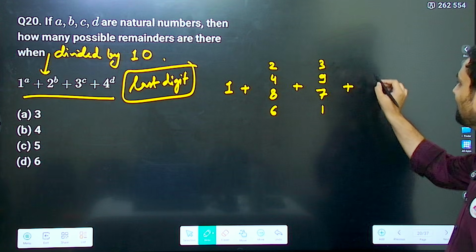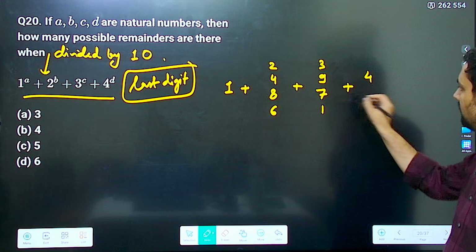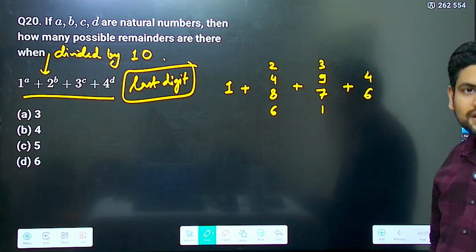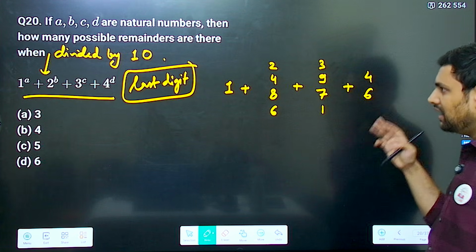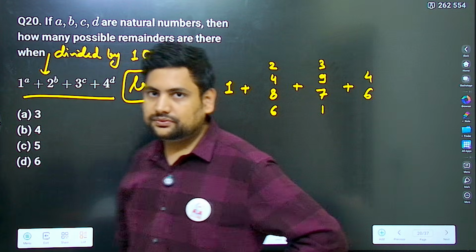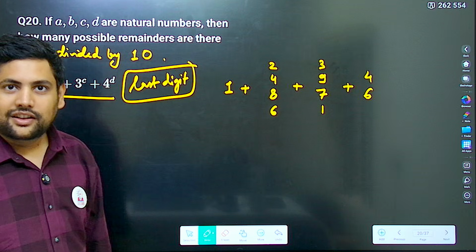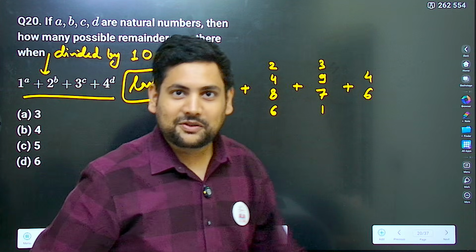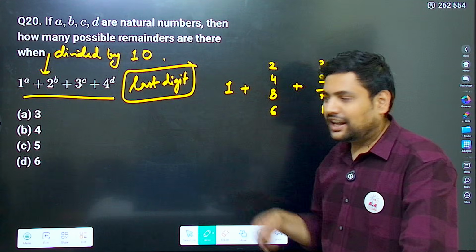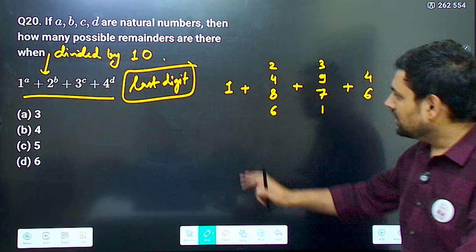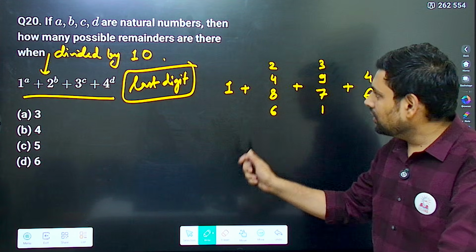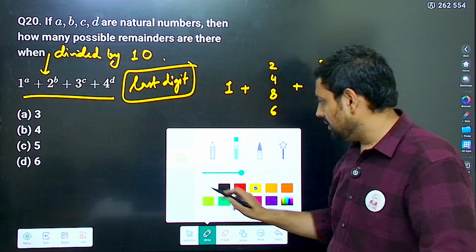What are the possibilities for 4? 4 power 1 is 4, 4 power 2 is 16, that is 6. So these are the possibilities. Now, when divided by 10, what are the possible remainders? Correct? Now, one more thing. If you understand that, you will do it quicker. Let me change the pen.